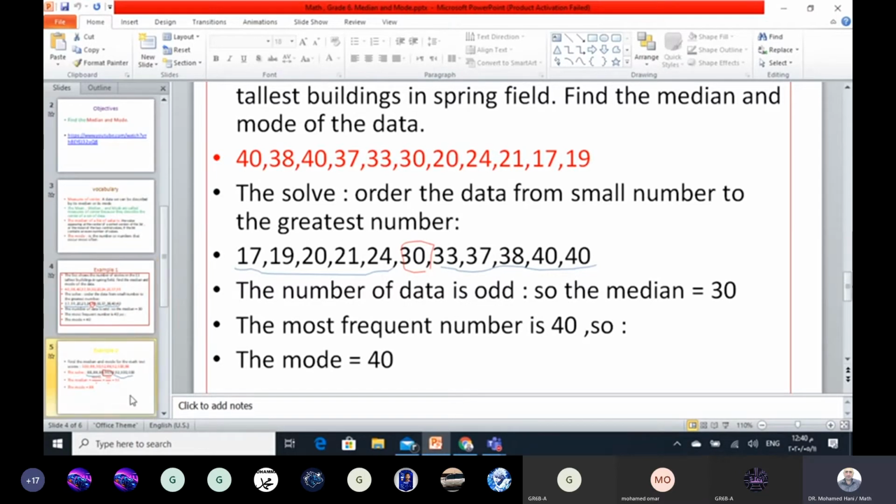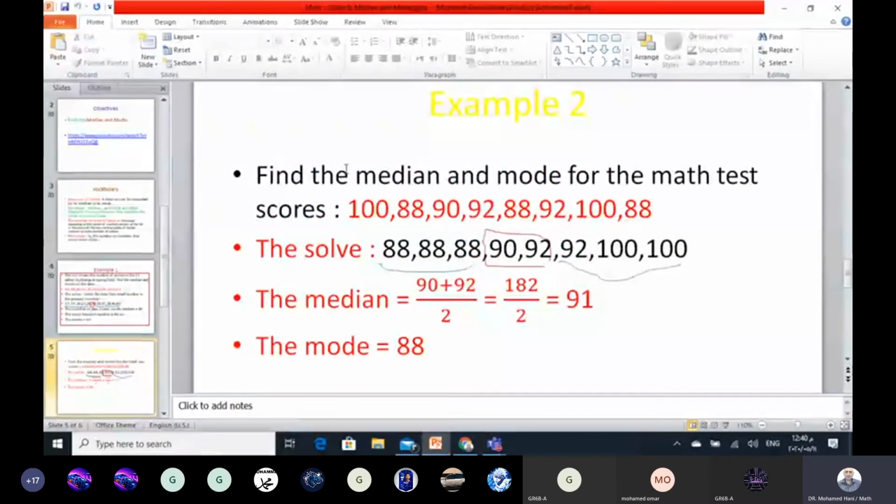The second example: find the median and mode for the math test scores. In the math test scores, here we have 100, 90, 92, 88, 92, 100. When you want to find the median, the first step is to order the numbers from the smallest number to the greatest number. It's very important. So we will write 88, 88, 88, then 90, then 92, 92, then 100, then 100.